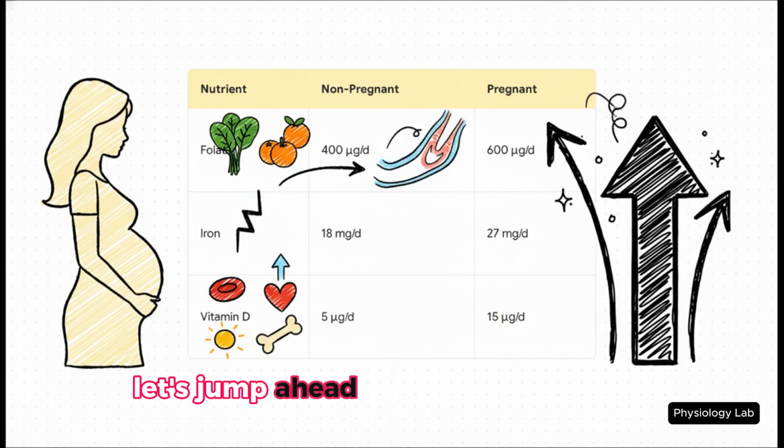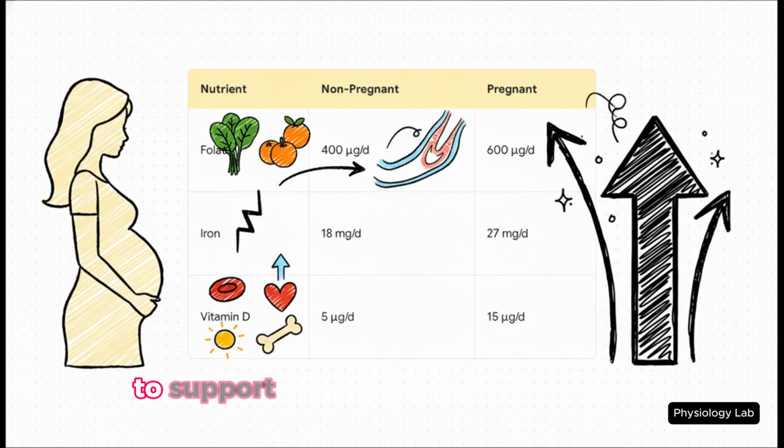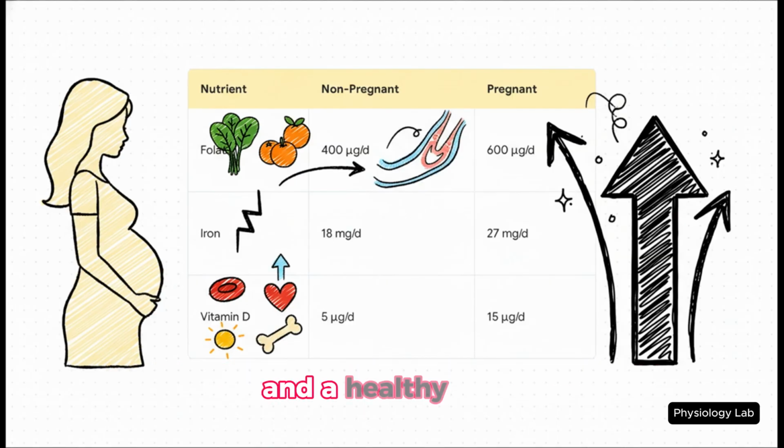Okay, let's jump ahead to maternal nutrition. And wow, look at this. The need for certain micronutrients just skyrockets during pregnancy. I mean, folate goes way up to help prevent birth defects. Iron needs a huge boost to support all that extra blood volume. These are not small tweaks, you guys. They are absolutely crucial for a healthy mom and a healthy baby.